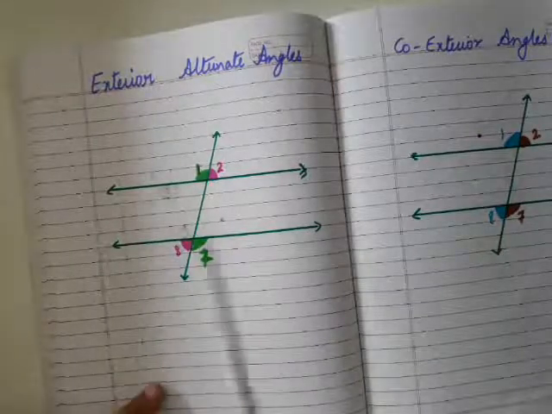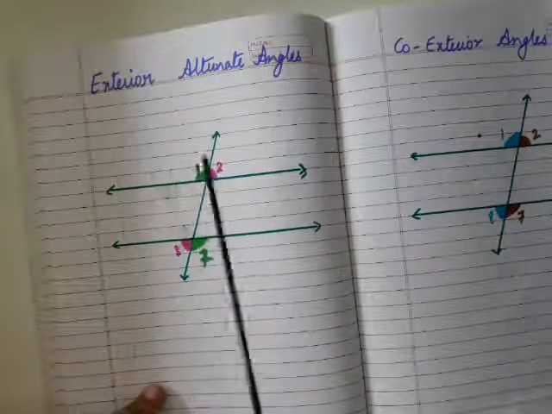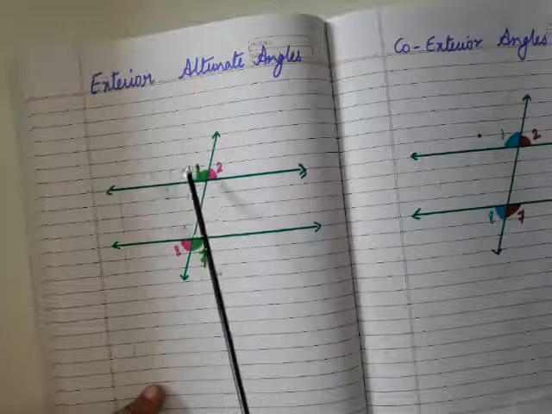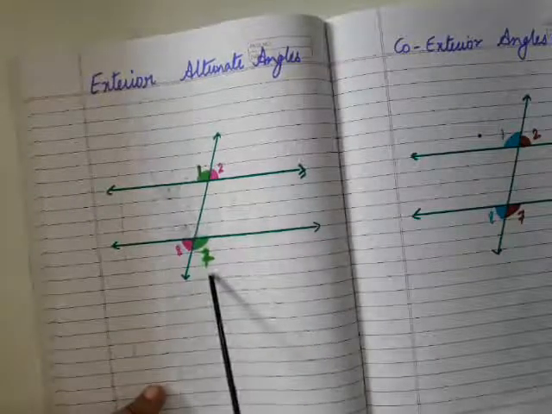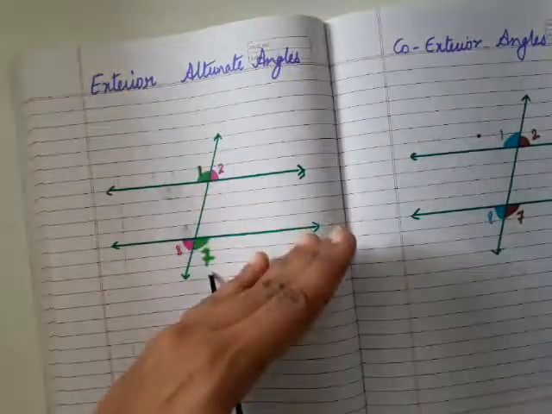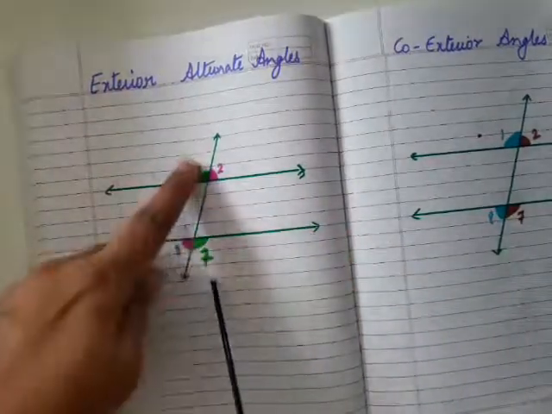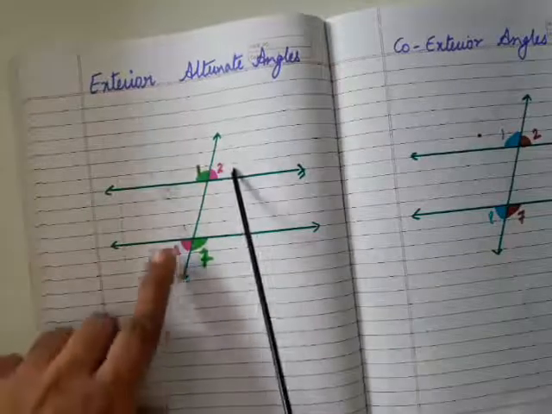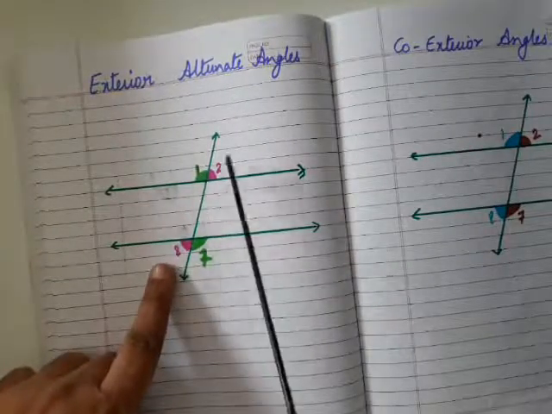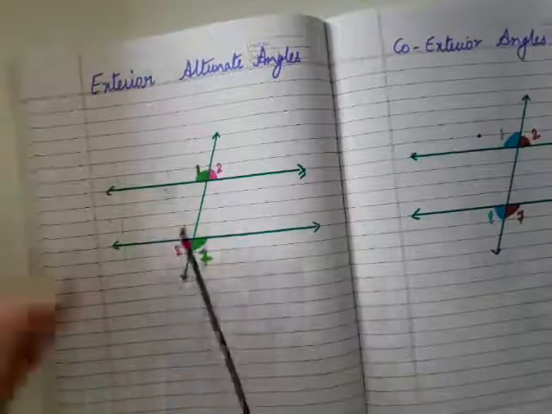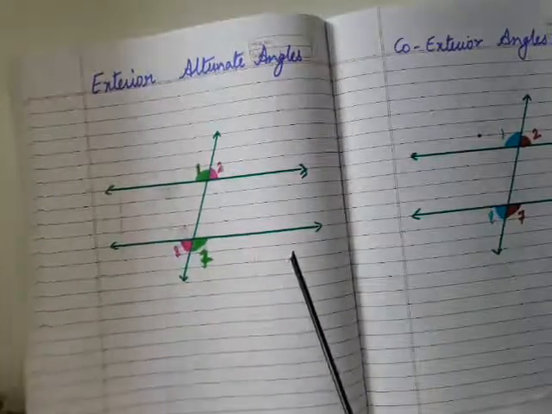Now let's discuss the first type, that is exterior alternate angles. Exterior alternate angles means they are exterior but they are alternate. So for 1, what is the alternate? That is towards the other side of the transversal. So for 1 the alternate angle is 7 and for 2 it is 8. They are lying in the alternate position. 1 and 7, 2 and 8. How many pairs? 2 pairs of exterior alternate angles.